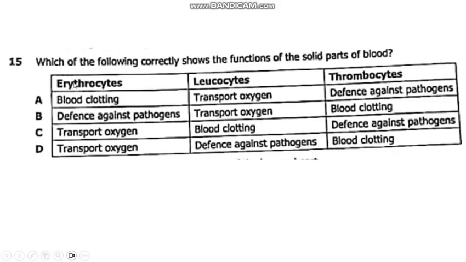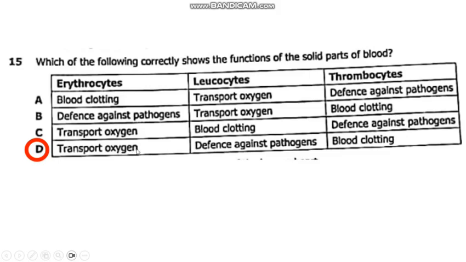So here we need to understand that erythrocytes is just the other name for red blood cells, which are also responsible for transportation of oxygen. Then leukocytes is the other name for white blood cells, and the function of the white blood cells is just for defense against pathogens. Thrombocytes, the other name is the platelets, and the function of the platelets is just for blood clotting. So the correct answer here is C, D.